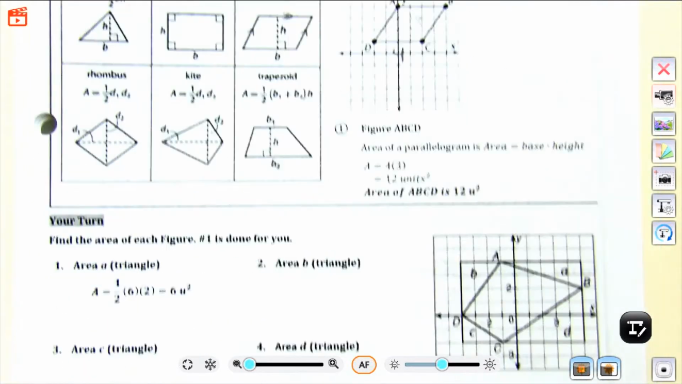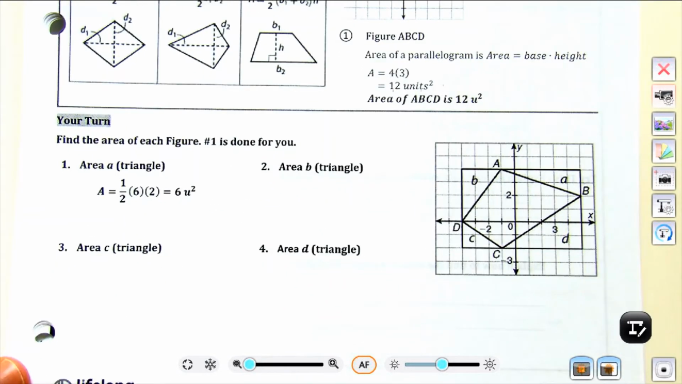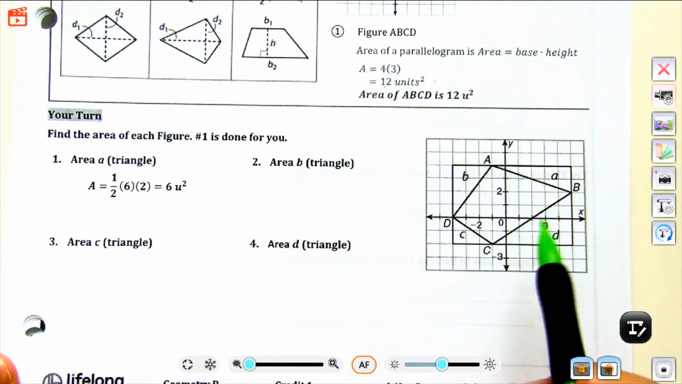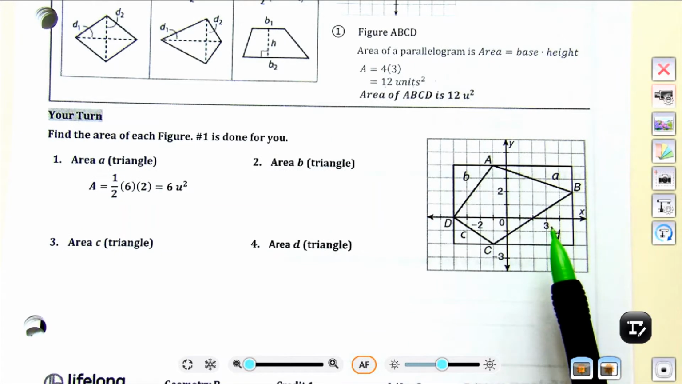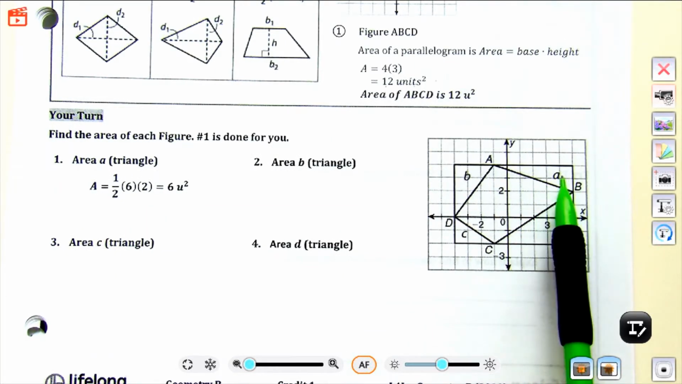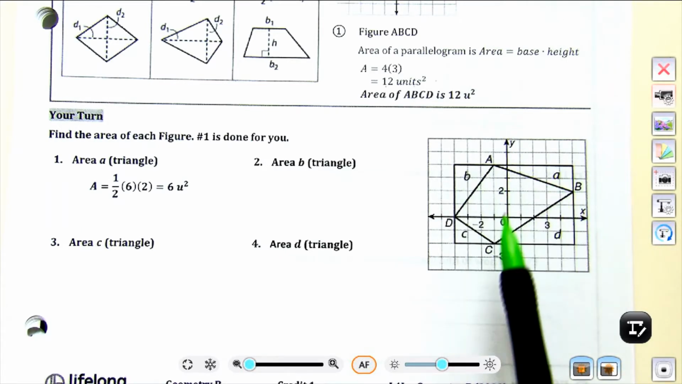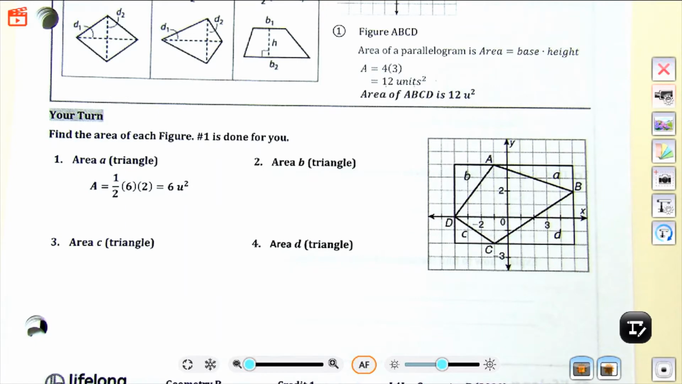Okay, next, let's look at this figure here. In this figure we have different triangles. We have triangle A, triangle B, triangle C, and triangle D. They actually already did the first one with us, but let me walk you through how they did it.